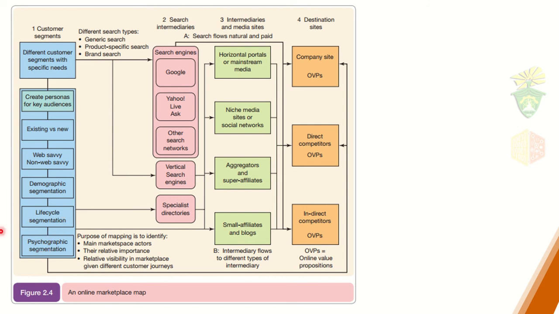What else? When we say search intermediaries, they are the main search engines in the country. Typically in the Philippines, the demand for Google is huge. We also have Yahoo, Live Search and Ask, but others are important in some markets such as China, where it is Baidu, in Russia Yandex, and in South Korea Naver.